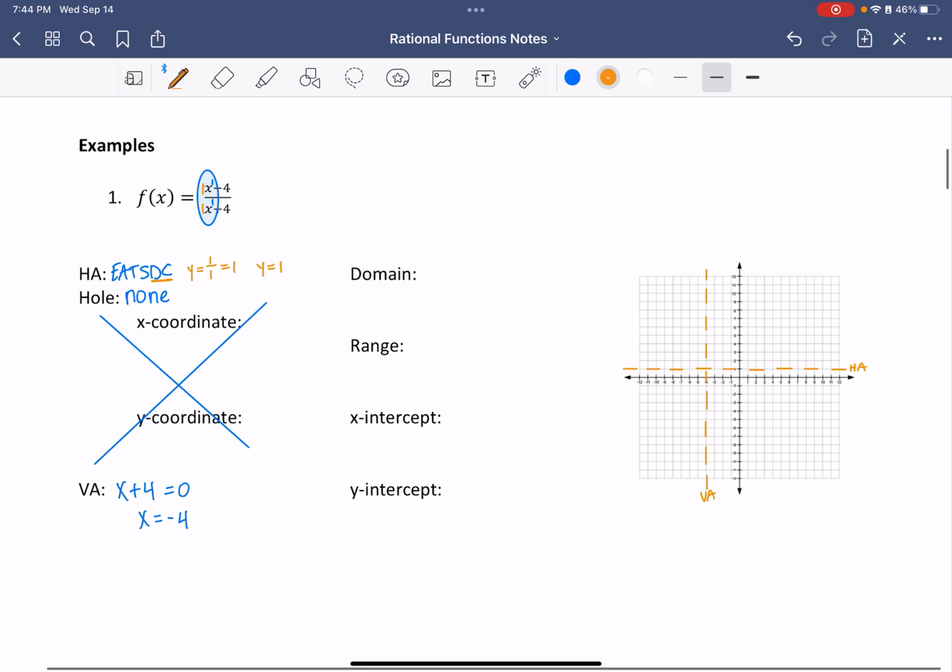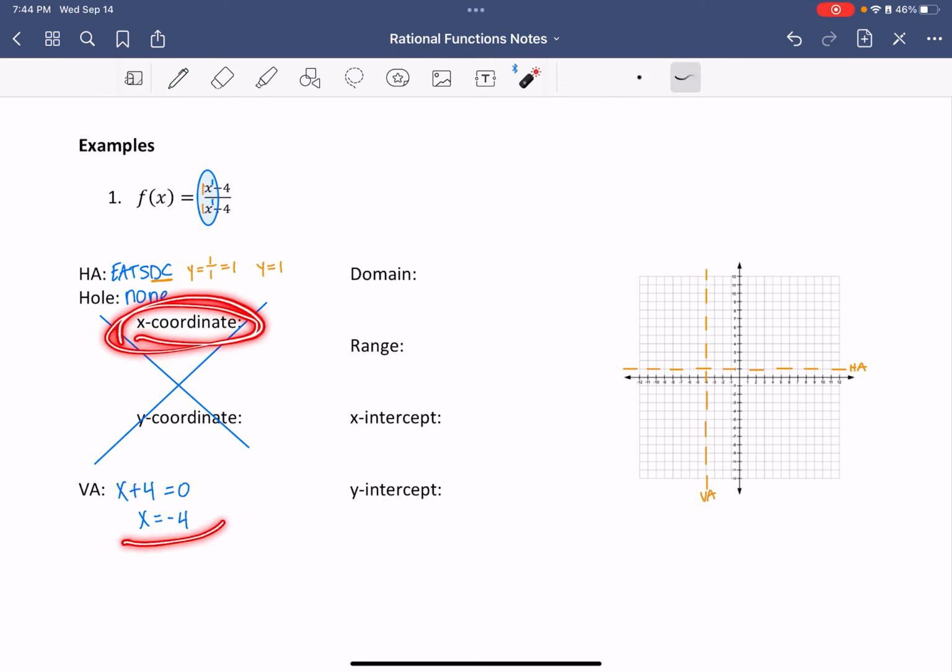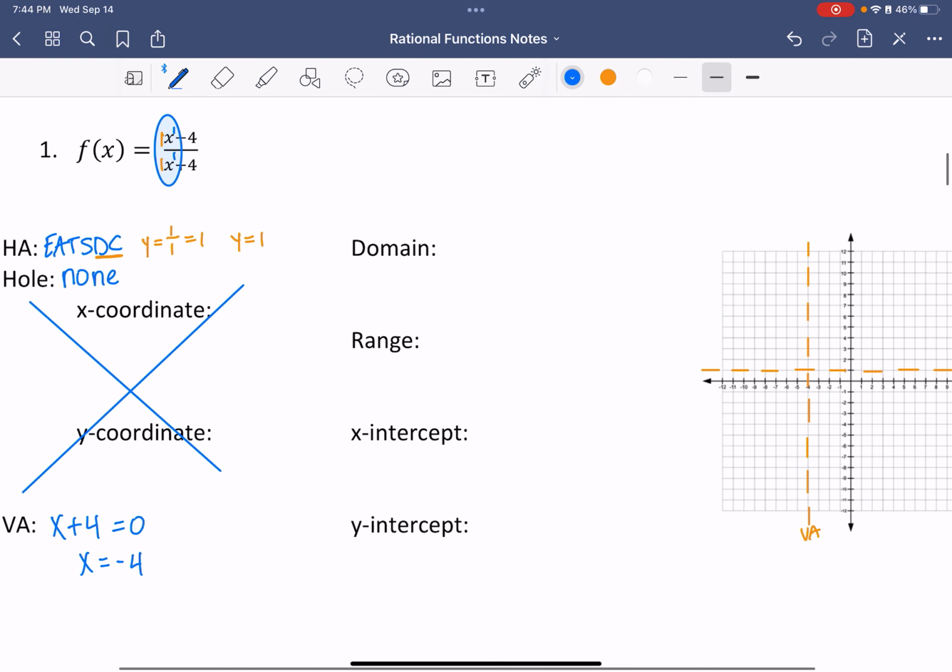Okay. The next step is the domain. So the domain is the set of all real numbers except this x coordinate and this x value. So notice that they both have the x, okay? The domain is a set of all x values. So it's going to be all real numbers except these two x's, okay? Now, we don't have one of these, so we're not going to worry about that one, but we will do all real numbers except this x value. So that'll be negative infinity to negative 4, union negative 4 to infinity.